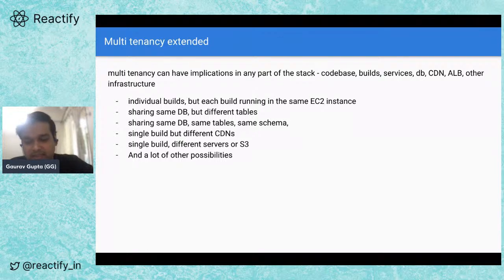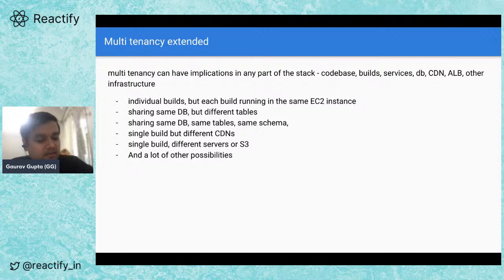As some examples, you can have individual builds for each tenant, but each of these builds are simultaneously running in one single server. You might be sharing the same DB but different tables. You might be sharing the same DB, same table, same schema also, and just differentiated by a primary key or the tenant name or the tenant ID. You might have a single build but different CDN distributions for each tenant.